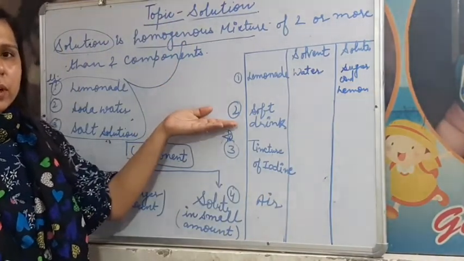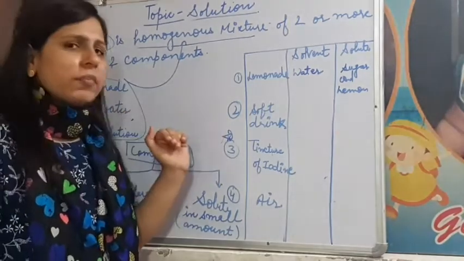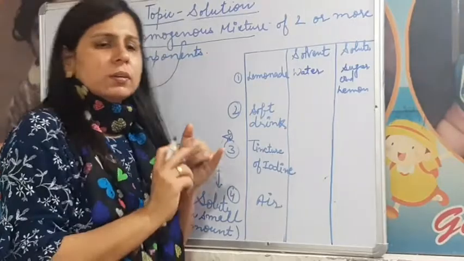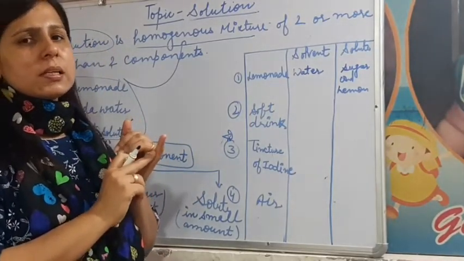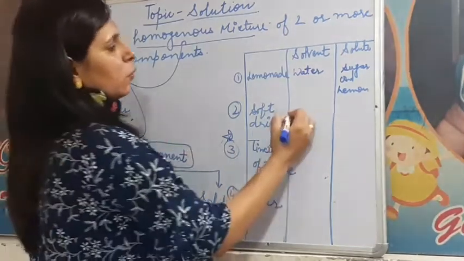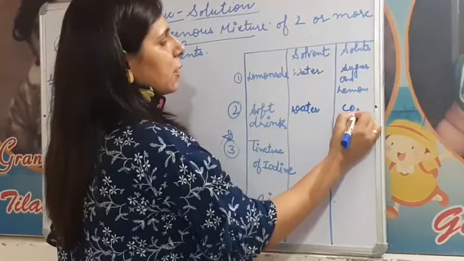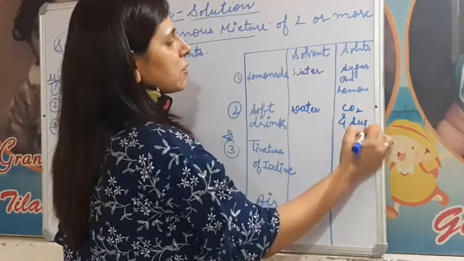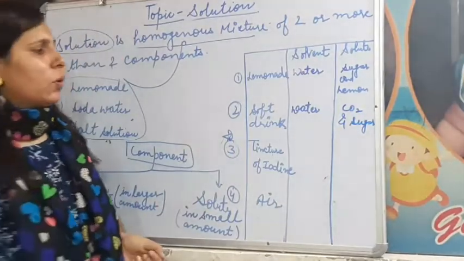Second one, soft drink, or you may say soda water. Soda water or soft drink is a combination of sugar, carbon dioxide gas and water. But which is present in larger amount? Again it is water. And carbon dioxide and sugar are present in lesser amount as compared to the solvent, water.